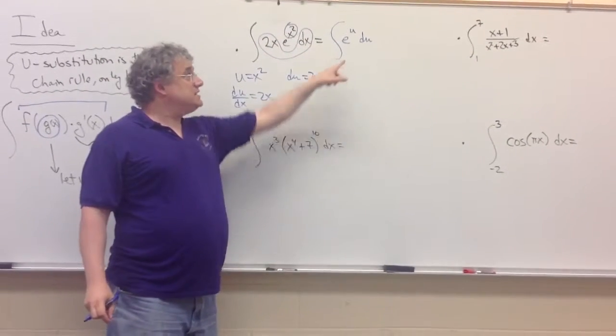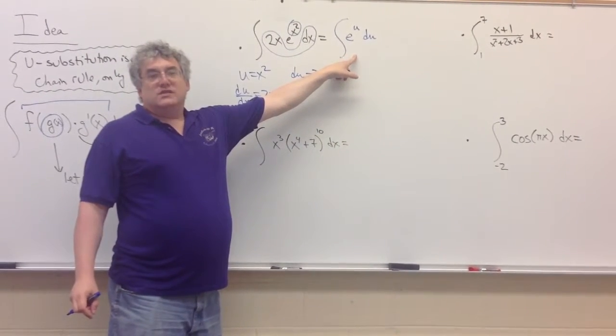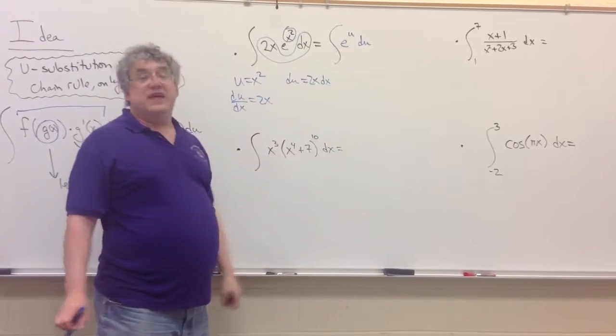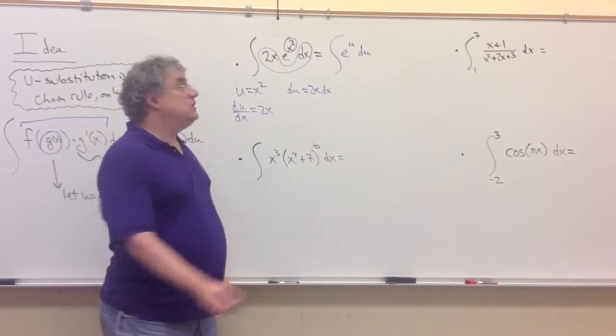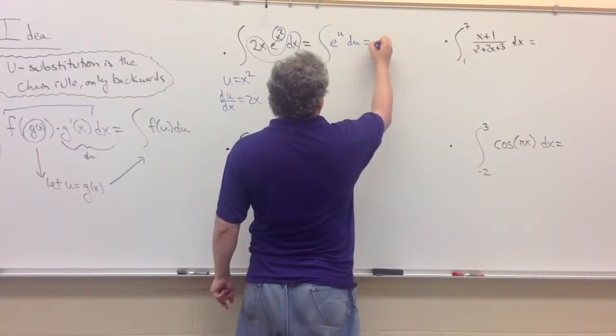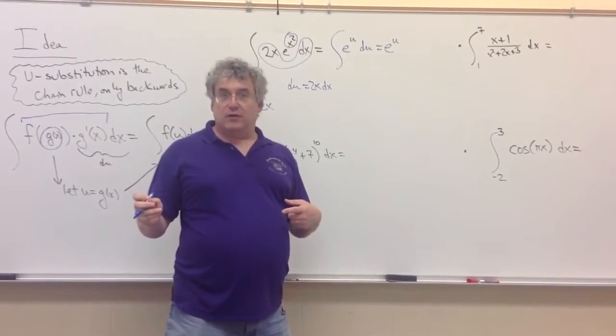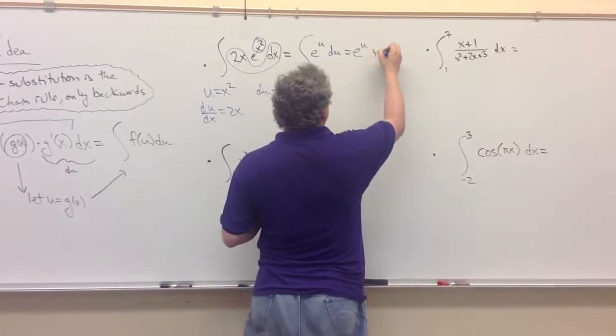Now the reason this is nice, look at that. We're saying what is the antiderivative of e to the u with u being our variable? That's just a straight antiderivative. So the answer is e to the u, but of course this is an indefinite integral, so it's plus c.